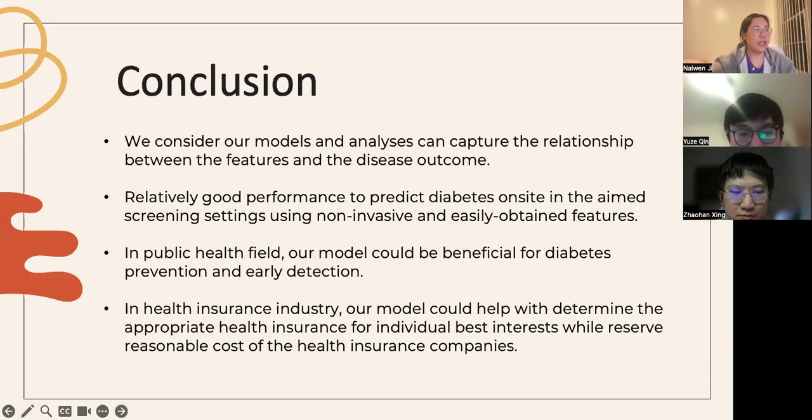And we had a relatively good performance to predict diabetes onset with the aim of screening settings. And also, we think our model is beneficial for both the public health field and also the health industry.